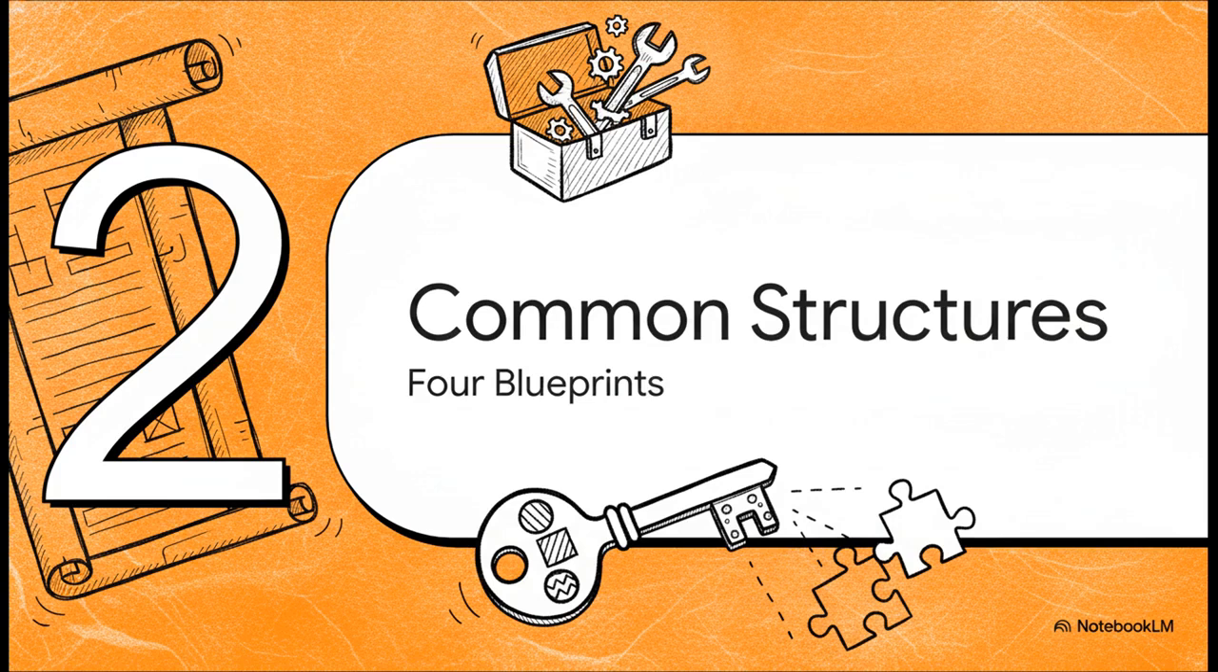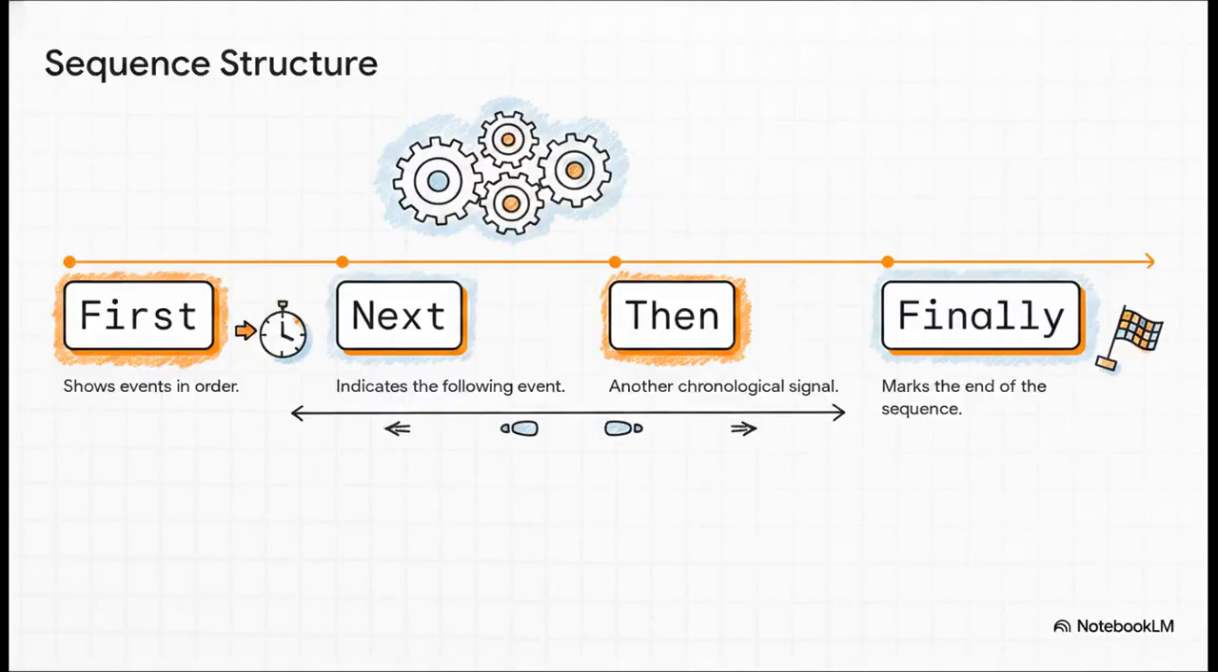All right, moving right along to Section 2, 4 common text structures. Let's build our toolkit. First up, we have the sequence structure. Now, this blueprint is highly logical. It's very step-by-step. It simply lays out events in a specific order.